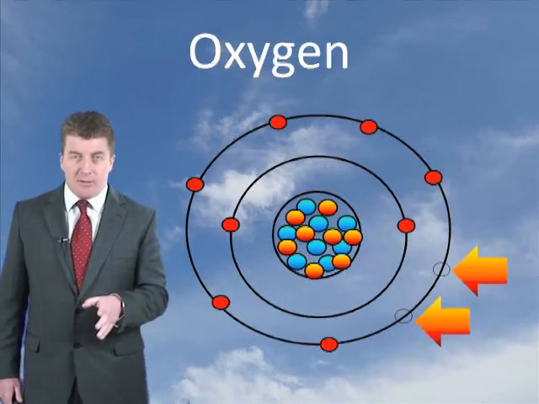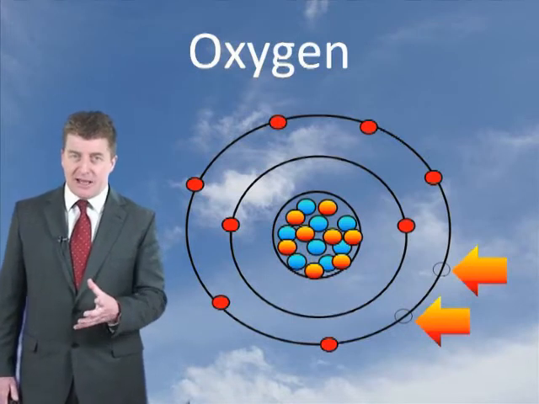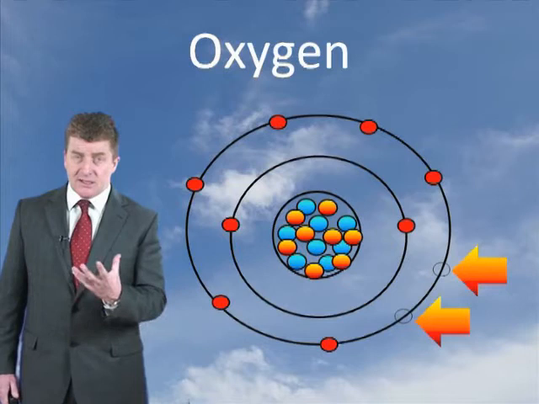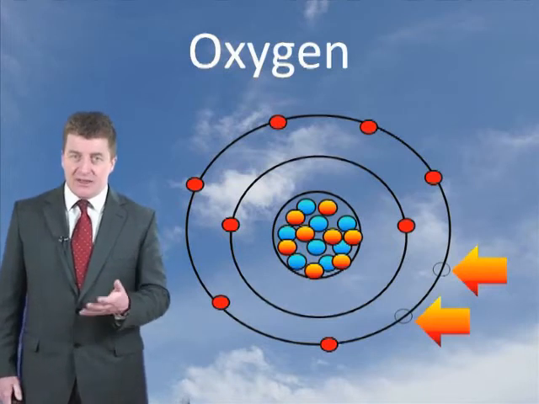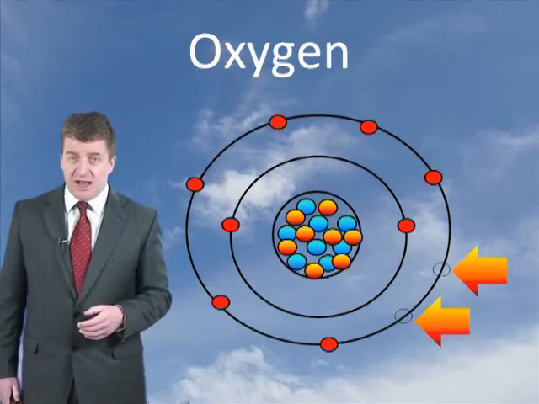However, the problem is it's left 2 spaces, isn't it? The second shell's not full. It's got 2 spaces for electrons. That's how it's arranged. So do you understand? It's got 2 places. Now this is going to come on.